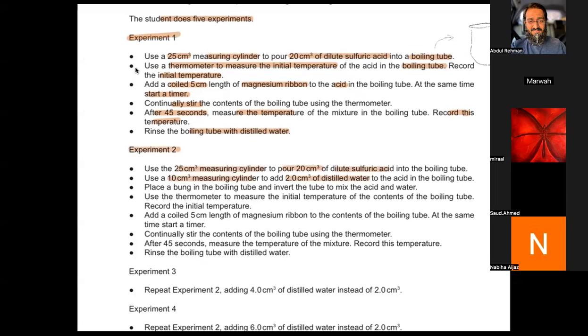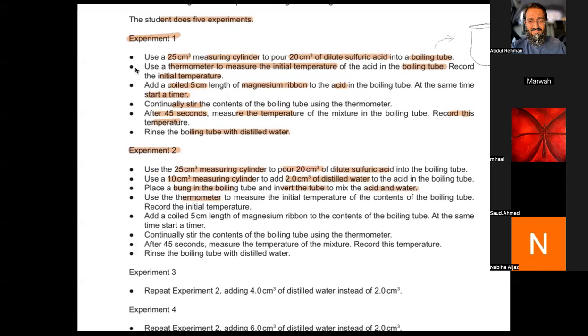To the acid in the boiling tube, place a bung in the boiling tube and invert the tube to mix the acid and water. Use the thermometer to measure the initial temperature and record the initial temperature. Till here, is this clear?